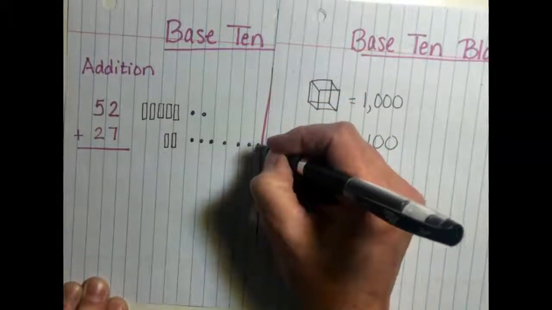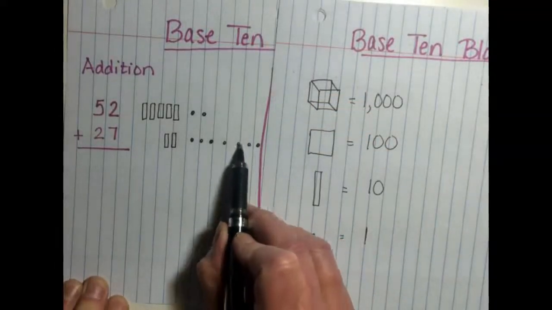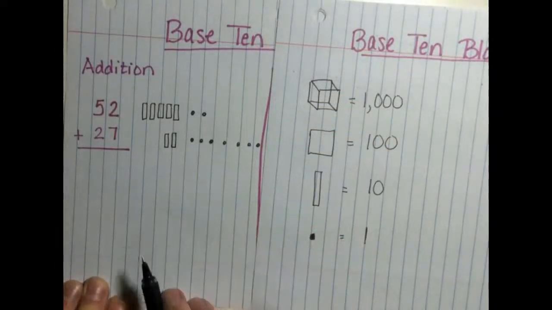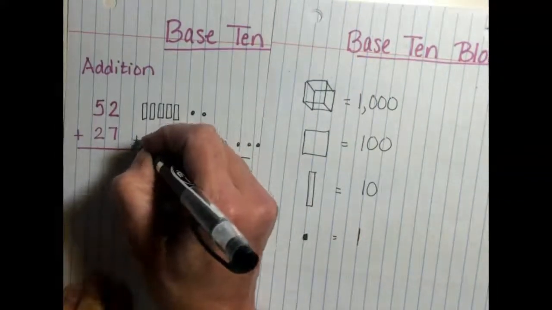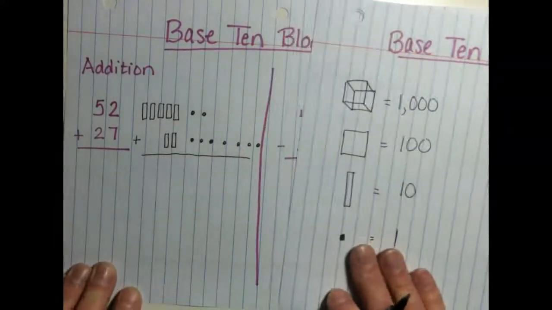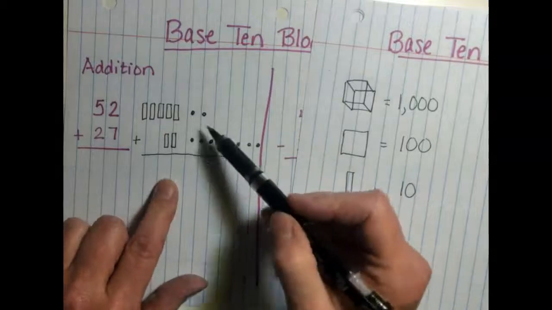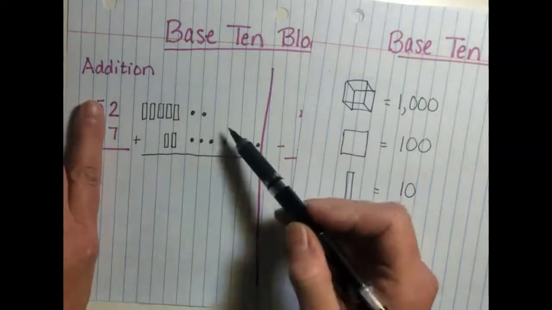Okay, and I always double check myself. 1, 2, 3, 4, 5, 6, 7. Okay? Now, I go ahead and draw my line. And remember, this is plus. So, the first thing we do is we always add our ones up first.